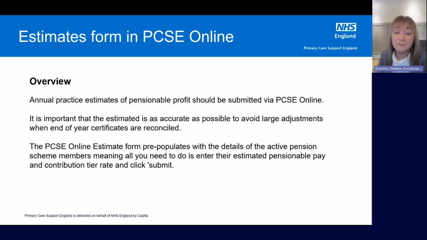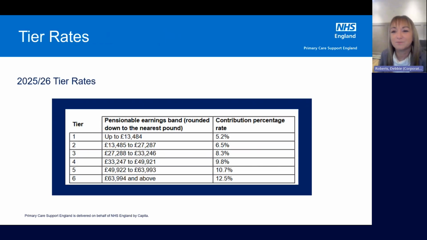Now, the estimate form is really simple to complete. The form itself pre-populates with all the details of the active pension scheme member, which means you just need to go into the form and enter their estimated pensionable pay, along with the tier rate that's relevant for that GP, and click submit. However, we will run through all the details with you now, and we're going to start off with tier rates. So I'm just going to hand you over to my colleague Katrina, who will make a start on tier rates.